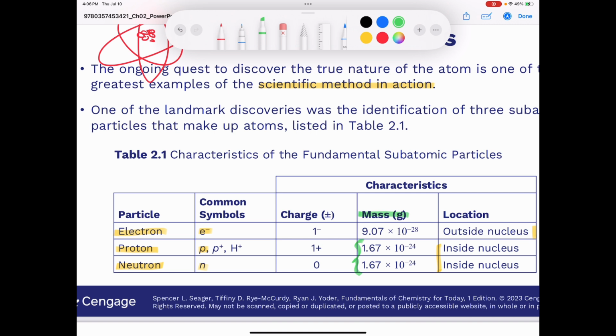But check this out. Look at the electron. The electron has a mass of 9.07 times 10 to the negative 28. That means it's about 2,000 times lighter, smaller than a proton or a neutron. So for our electron, it's approximately 2,000 times smaller, or maybe I could say lighter, than a proton or neutron.